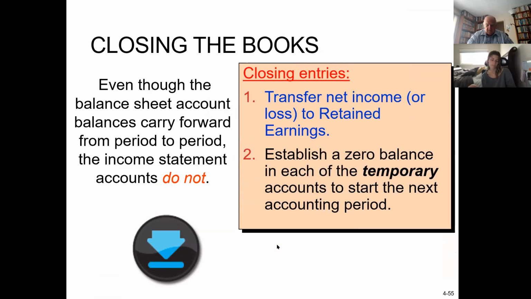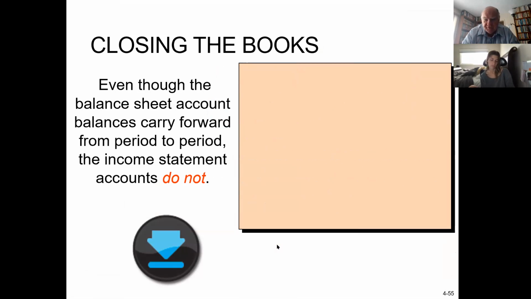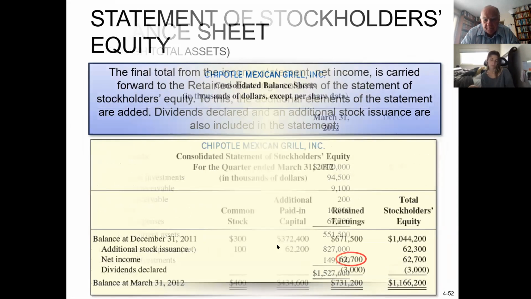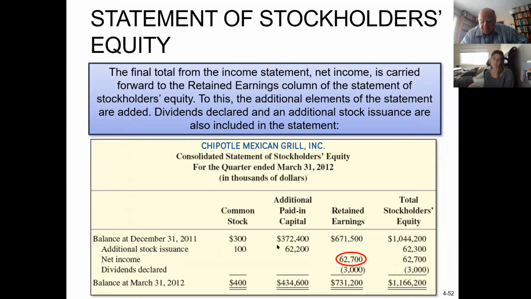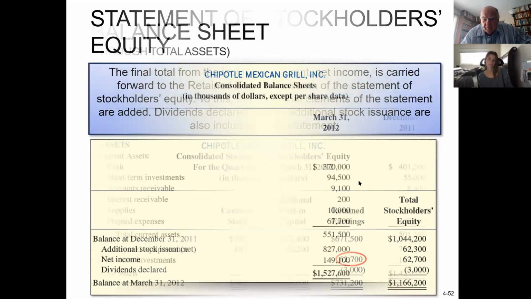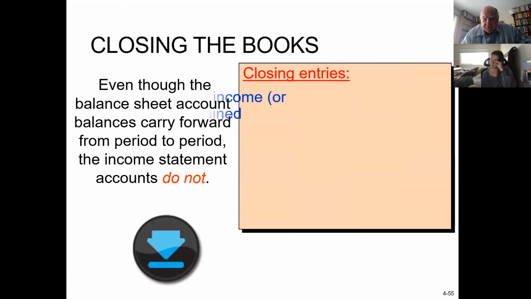Closing entries. Students get scared at closing entries. Don't be afraid. This is not that hard if you understand why we are doing these closing entries, okay? Let's go back to our equity statement to explain. You see that income of $62,500? We moved that into equity. Would you agree? Our equity at the beginning for retained earnings was $671. The income was $62,700. We moved it into retained earnings. That's what the closing entries are about.